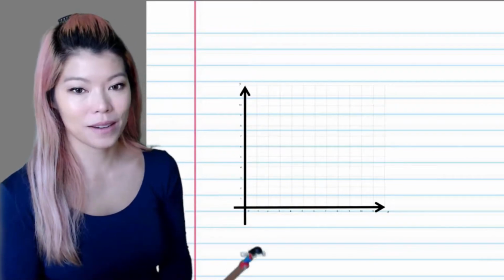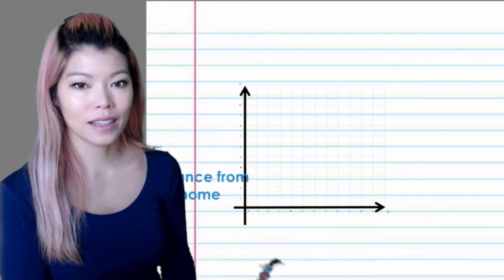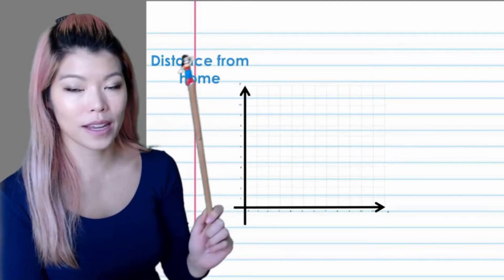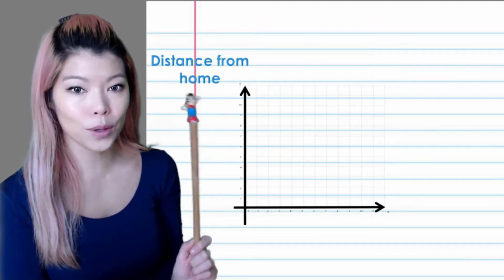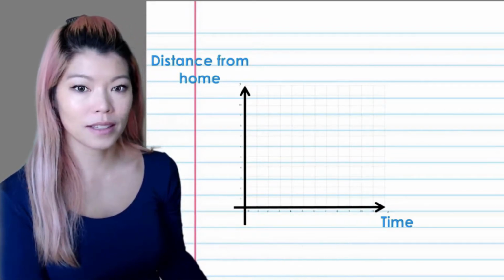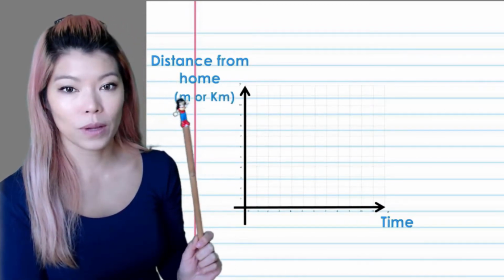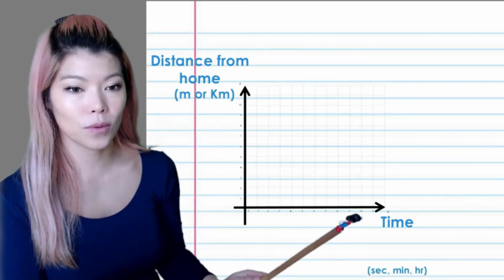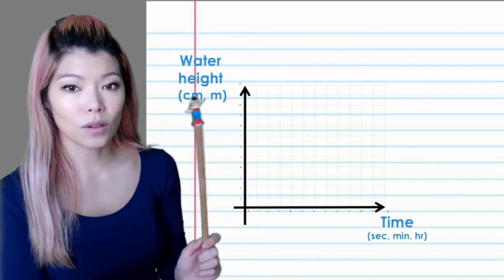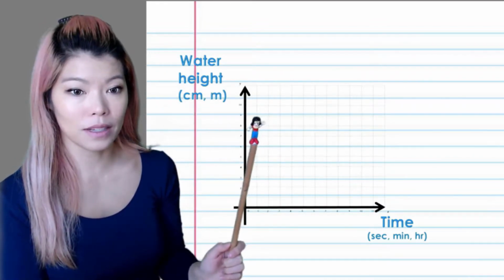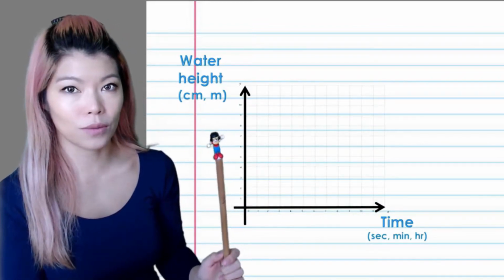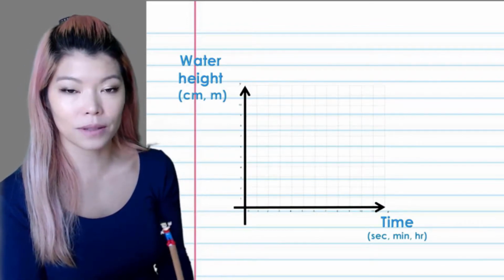Here we have a graph with y and x, and we have seen in previous years that we can look at y and describe things like distance from home, and we can look at x and use it to describe things like time. When we do distance, we can use meters or kilometers. When we do time, we can use seconds, minutes, or hours. We can also look at water height in centimeters and meters, and we can sketch it against time to see how the height of water in certain containers changes.